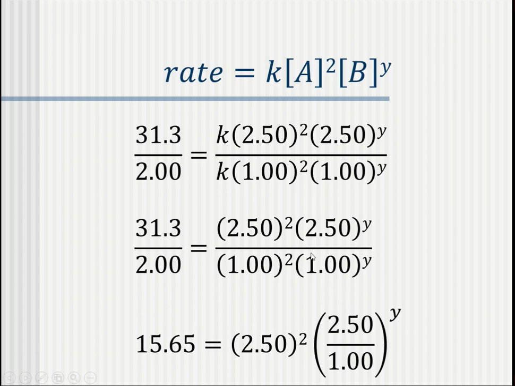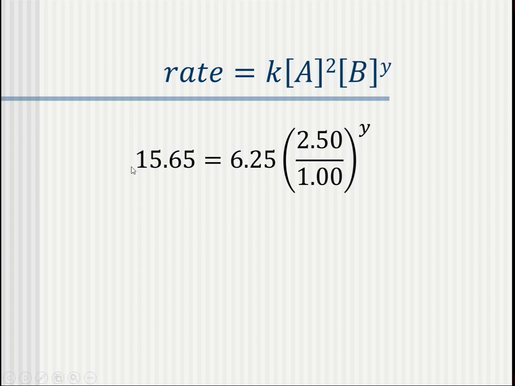And then I'm going to go ahead and not distribute. I'm going to set aside and say 2.5 to the Y divided by 1 to the Y is the same as 2.5 over 1, to the Y. And I'm going to solve for Y. So I do the math. I divide both sides by 6.25.